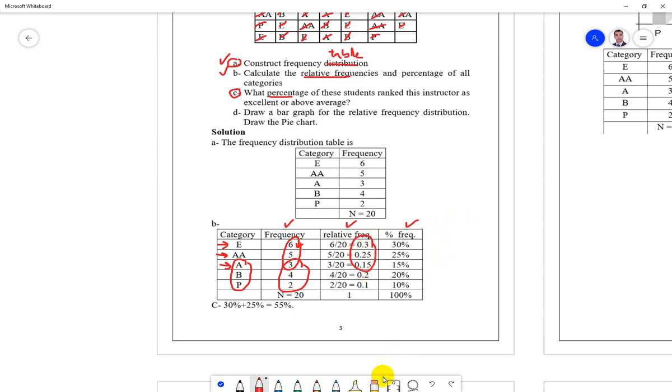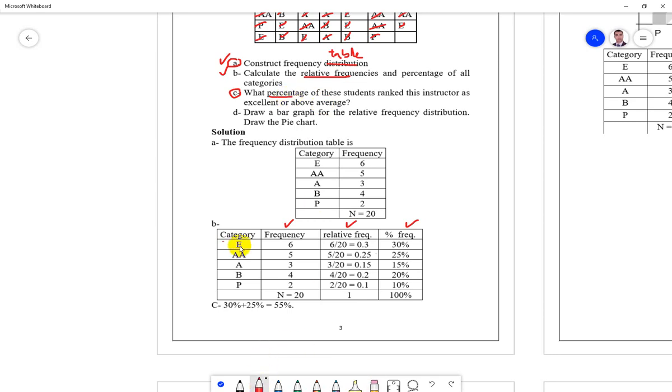Okay, now we return to question C. Question C is saying: what percentage of these students rank this instructor as excellent or above average? معناها بالعربي ما هي نسبة الطلبة اللي بيقيموا الانستراكتور بيكون excellent أو above average. كلمة or هنا union يبقى excellent or above average and the question is percent.